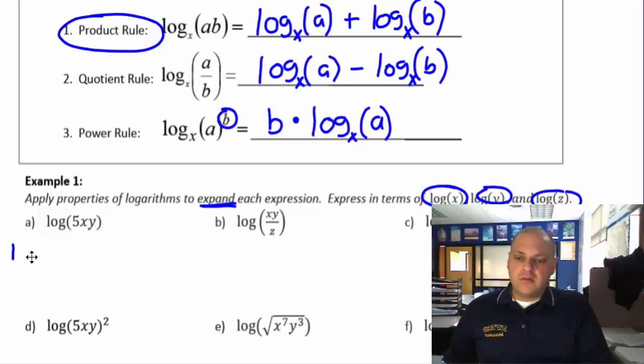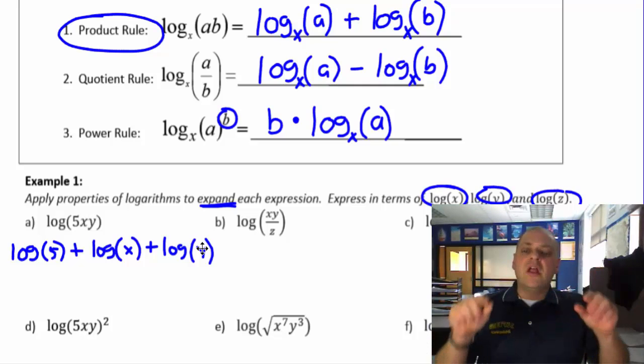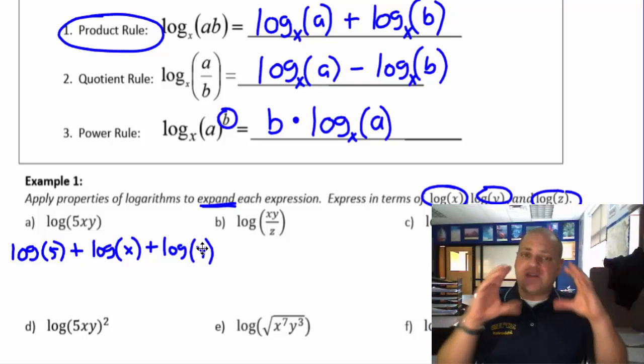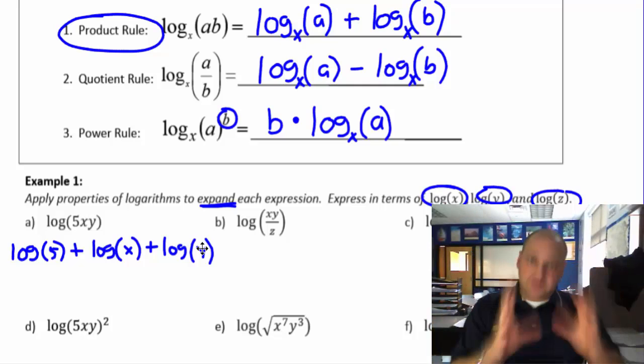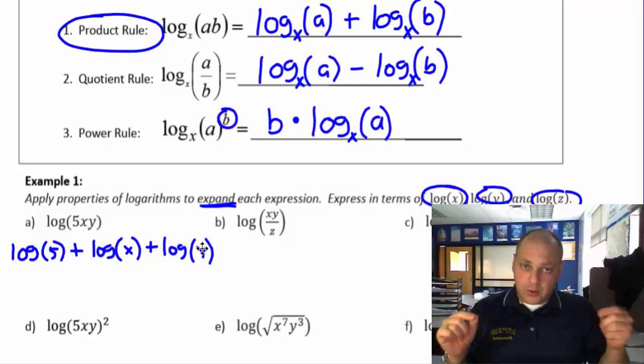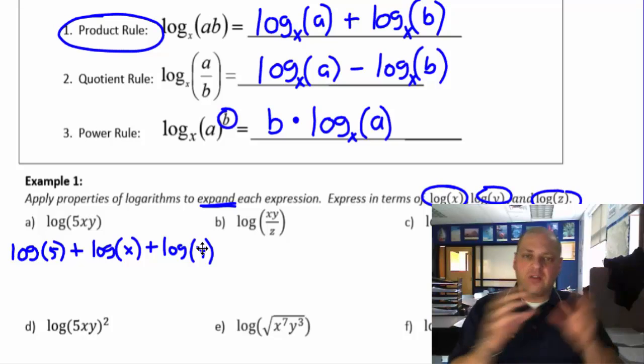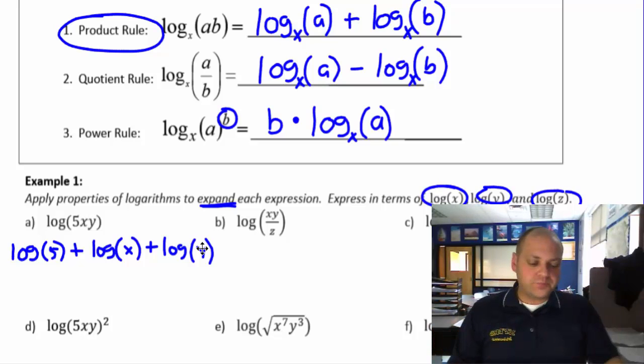It's going to be log of 5 plus log of x plus log of y. And that's it. You're just using the properties to rewrite the expression. So the log of 5xy is the same thing as the log of 5 plus the log of x plus the log of y, and that's because logarithms are exponents, so we're adding the exponents. Got it? We're adding the logarithms, we're adding the exponents. That's how it works. It's going to take a little getting used to. Once you get the hang of this, very easy.